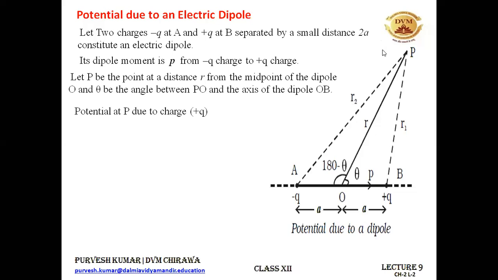So what will we be doing? We will be finding the potential at point P by the individual charges and then adding them up. That's what we will be doing. So first we need to find the electric potential at point P because of this plus q charge, and then we need to find the electric potential at point P because of the minus q charge, and then we need to add them in order to find the total potential at point P.